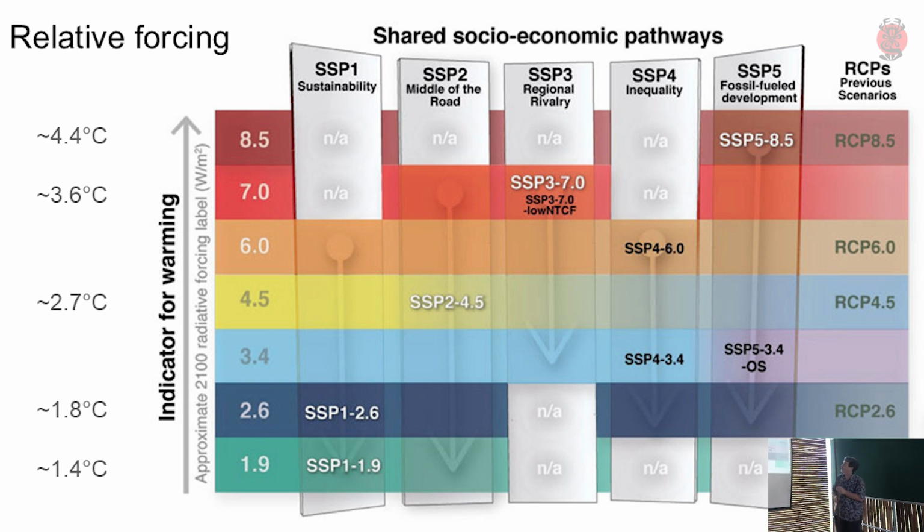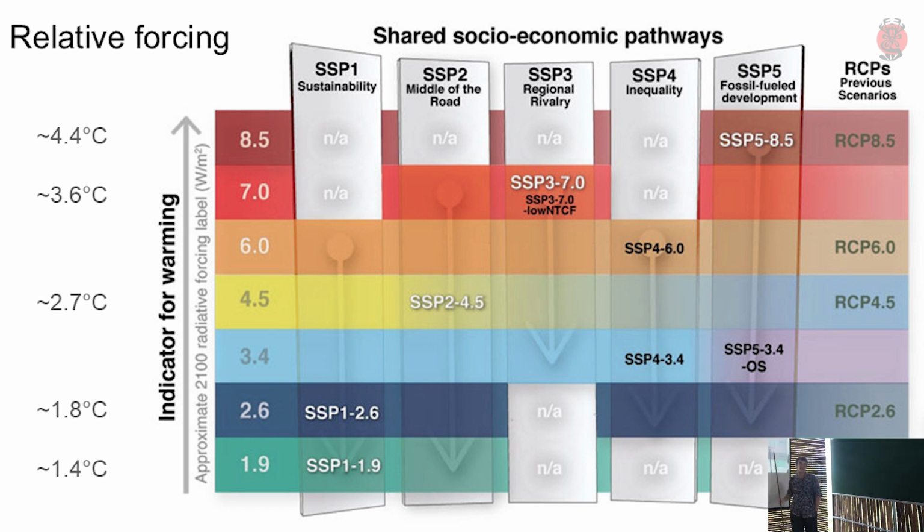In the last IPCC report, sorry, the previous one before AR6, the scenarios were just called RCP, representative concentration pathway, and then they would just number the relative forcing. Okay, so RCP 6 referred to a 6 watt per meter squared relative forcing. Okay, RCP 8.5 was the 8.5 watts per meter squared. Okay, this was easy for me to understand.